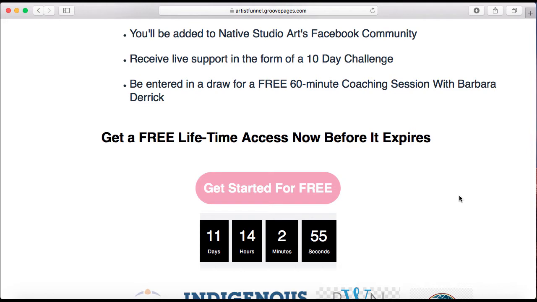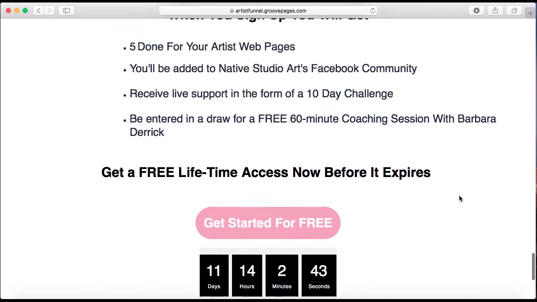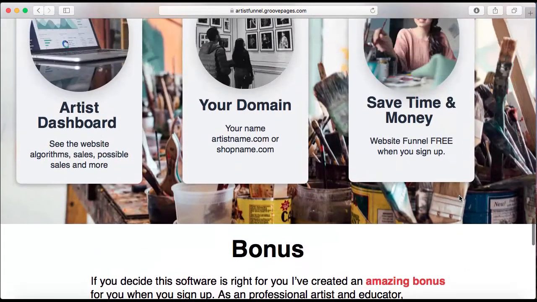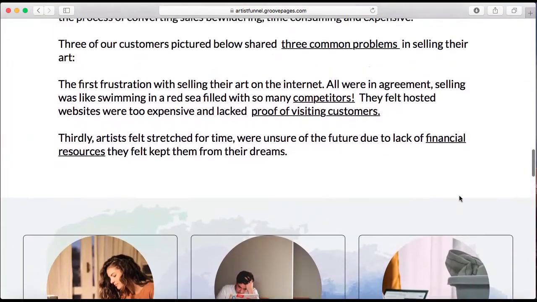See, you need to get this free lifetime access before it expires. That lifetime access enables you to create 3 sites with unlimited pages.